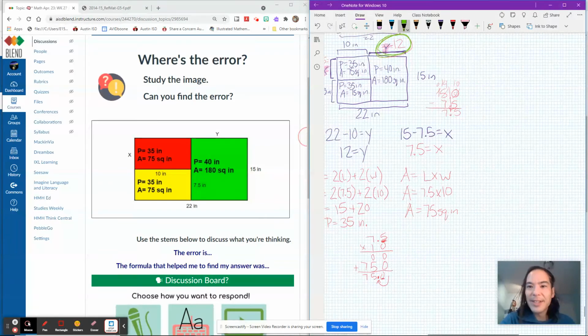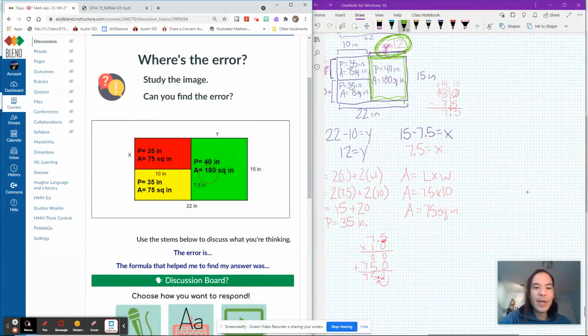Is it green now? Yeah, it is. All right, so there's my first dimension. Now we're looking at this green rectangle, and we're trying to check and see if the perimeter is indeed 40 inches and the area is indeed 180 square inches.